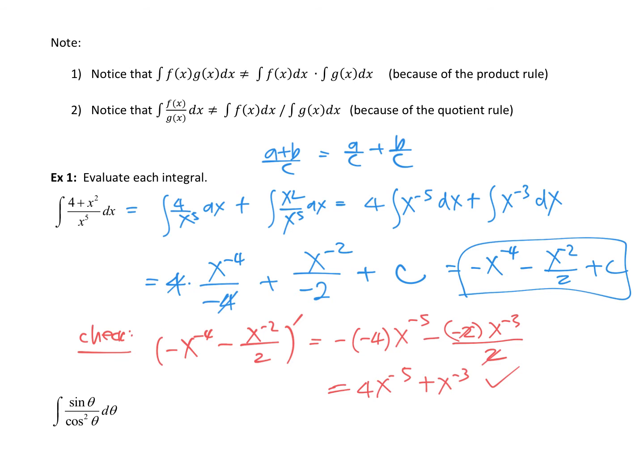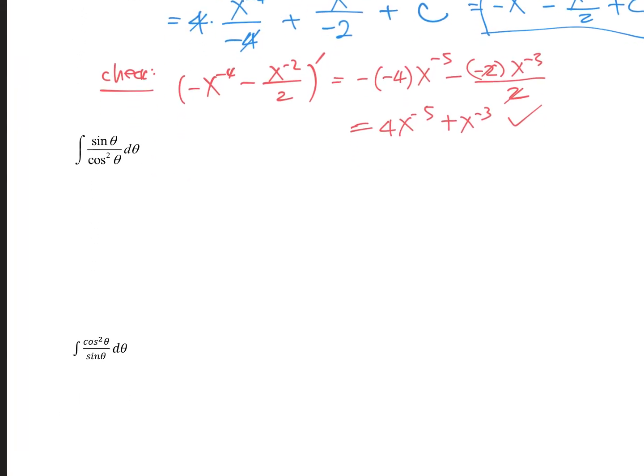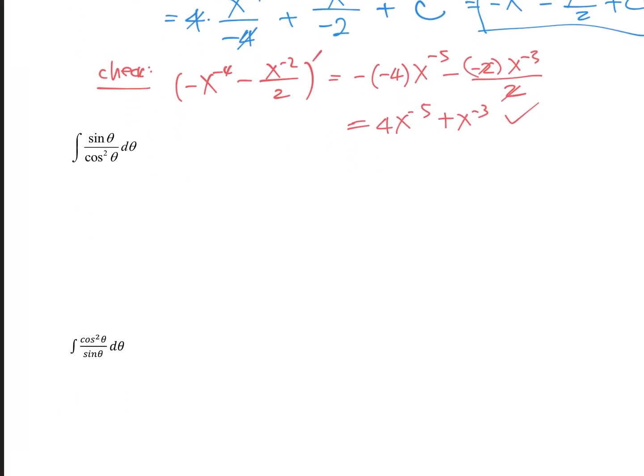All right, let's look at the second example, the one with sine and cosine. Again, I have something over something, so this is going to be complicated. But here, maybe I can rewrite this as sine theta over cosine theta times 1 over cosine theta d theta, like this.